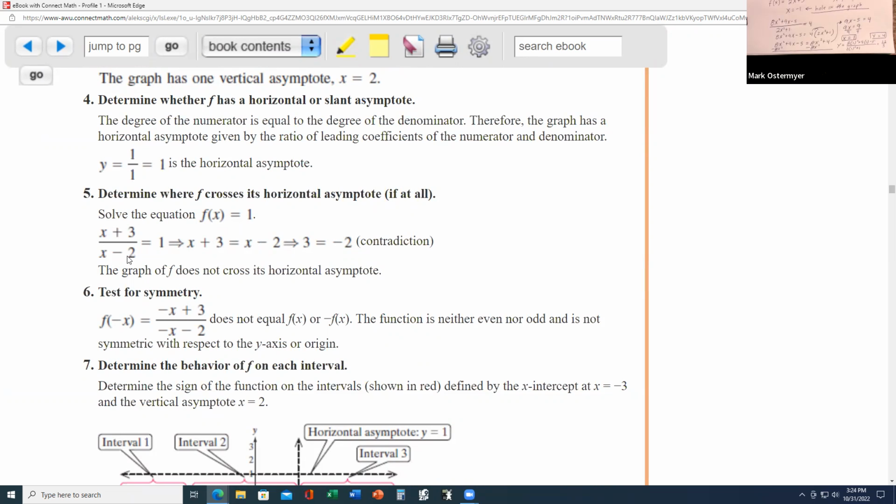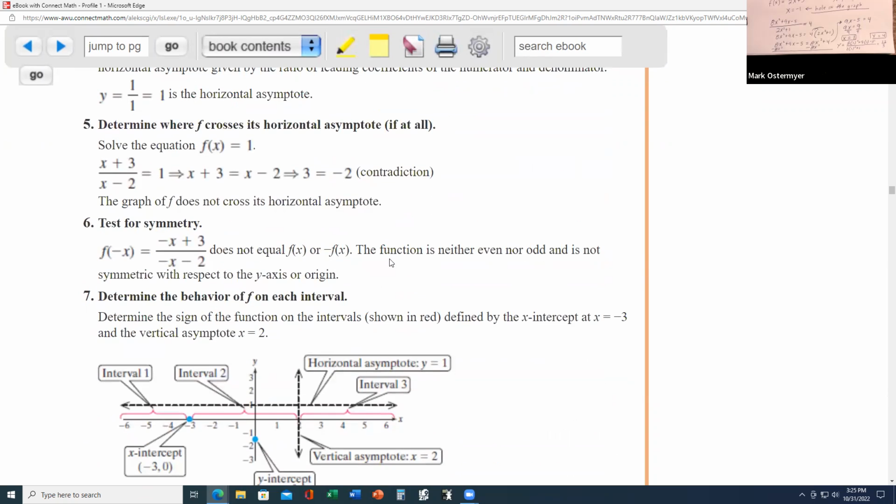Now, to solve this equation, you would multiply both sides of this rational equation by x minus 2, and you would end up with this linear equation. But something interesting occurs. Notice when you try to solve for x by subtracting x from both sides, x drops out on both sides and leaves us with a false numeric statement. That would indicate that this equation has no solution when you set it equal to 1. That indicates there is no point in which our graph crosses the horizontal asymptote. It will not cross it anywhere.